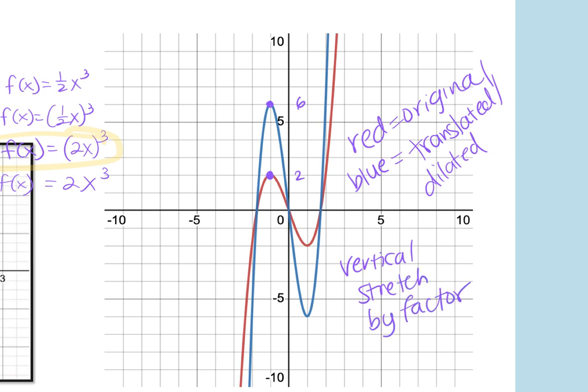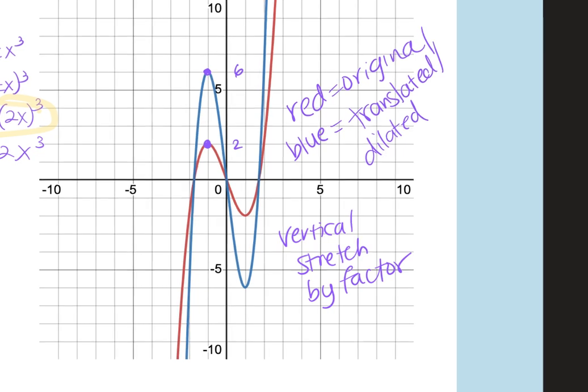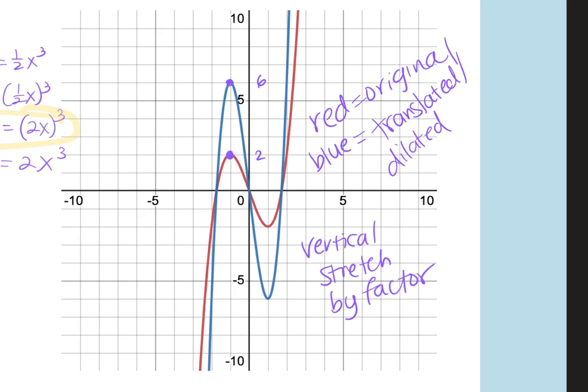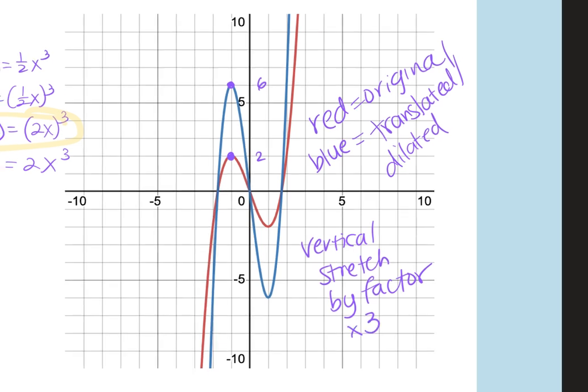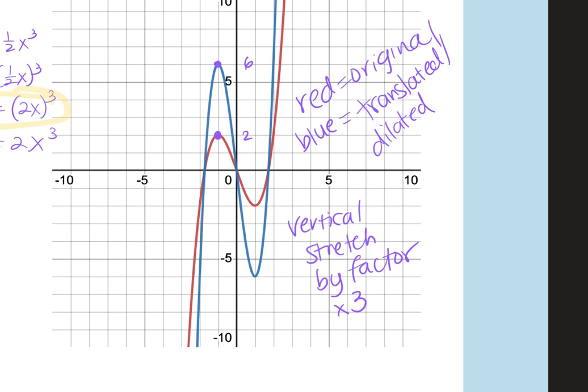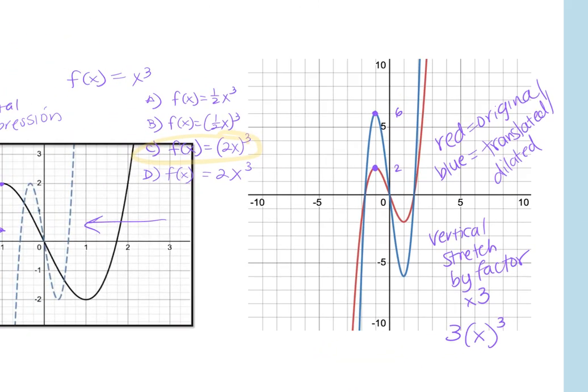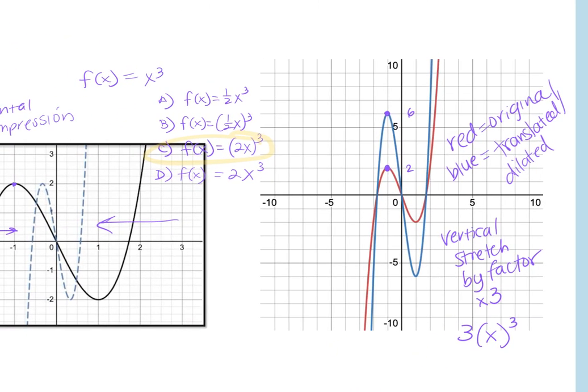Factor of, I went from 2 to 6. A stretch means multiplication, right? So we took the 2 and we multiplied it times 3. So a vertical stretch by a factor of 3. And that would be a 3x to the third, like that. So the vertical we don't mess with. The horizontal, we do the reciprocal. Questions? Again, that's when it gets messy.